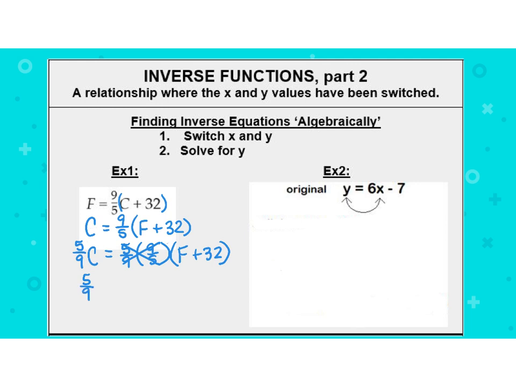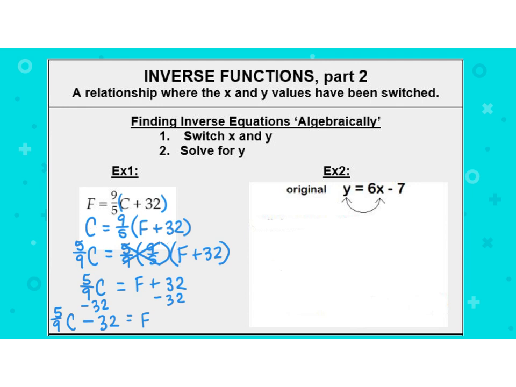We get 5/9 C equals F plus 32. So the last step would be to subtract 32 from both sides. So we get F is equal to 5/9 C minus 32. Let's look at the next example.